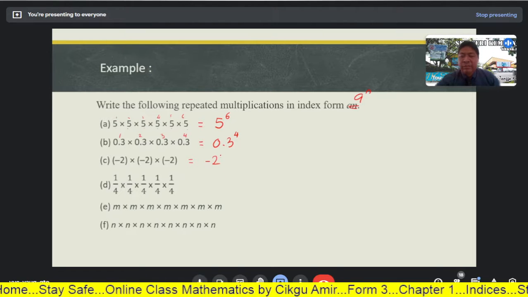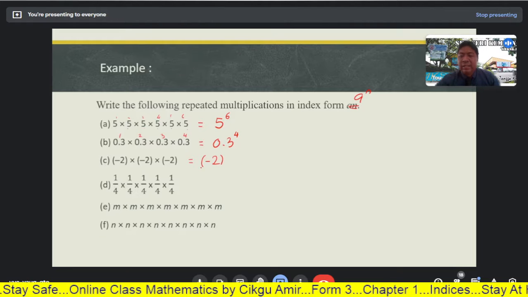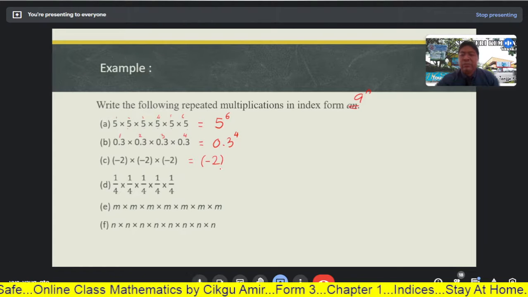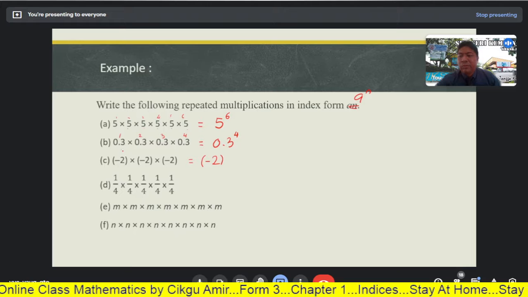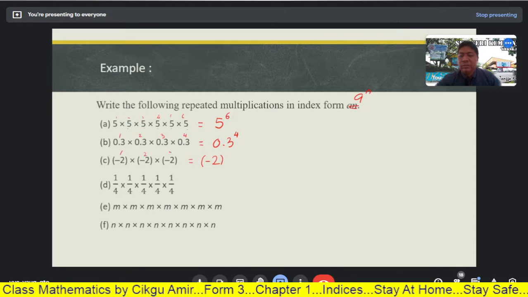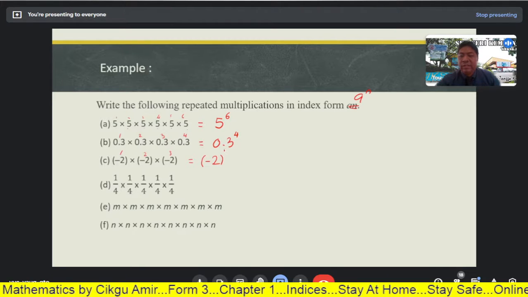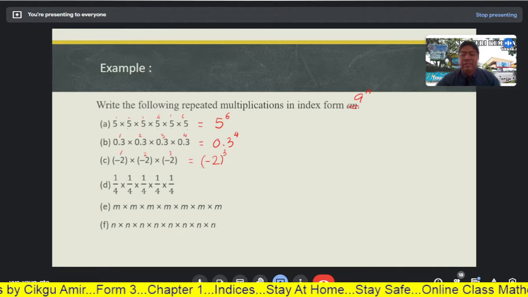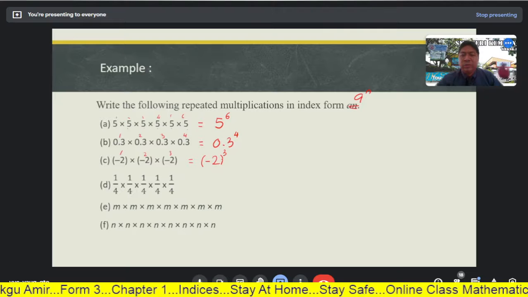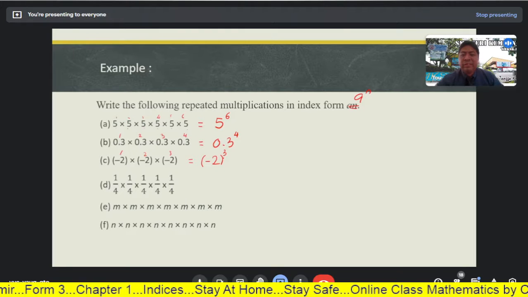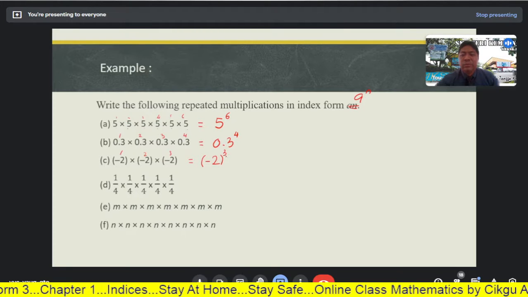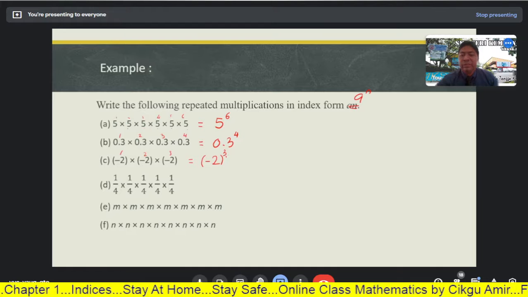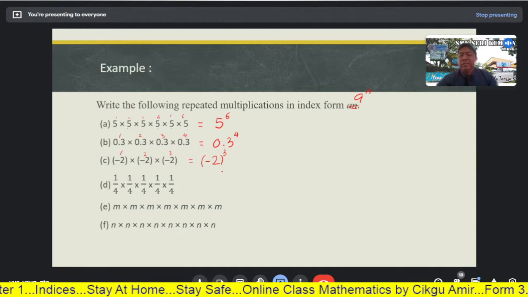I'm using a bracket here. The base is -2 and the index is 1, 2, 3. So the answer is (-2) to the power of 3. That's the third one.